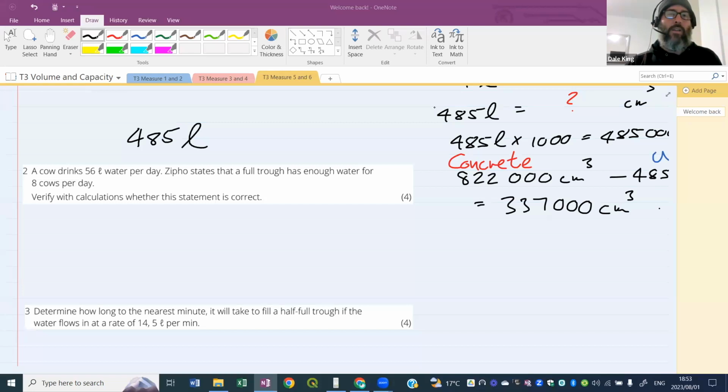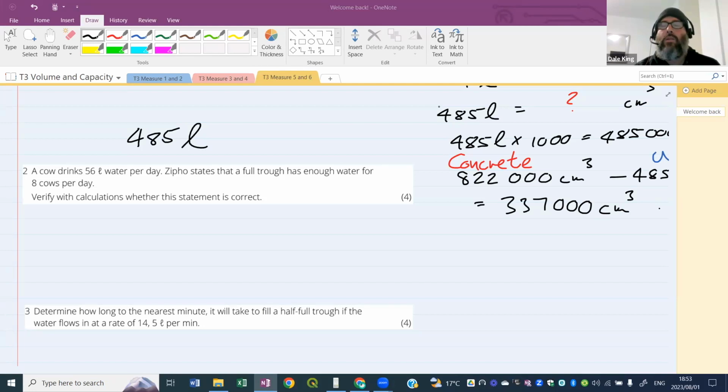All right, we're going to give you guys some time to do this one. Remember, they're asking, is the statement correct? He says that this trough will supply 8 cows per day. You should say, yes, the statement's correct, and then back it up with some calculations. Remember in the exam that you're going to say, yes, the statement is correct, or no, the statement is not correct, and then back it up with some calculations.